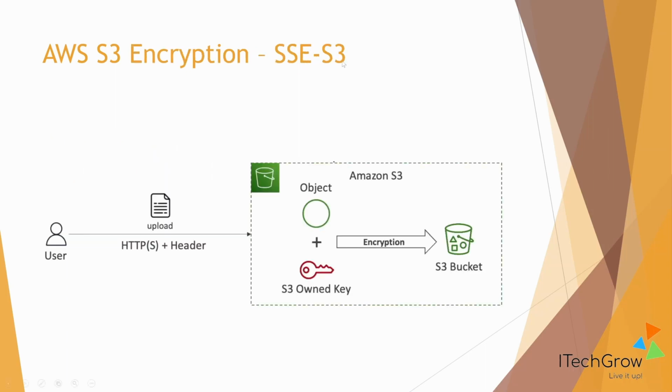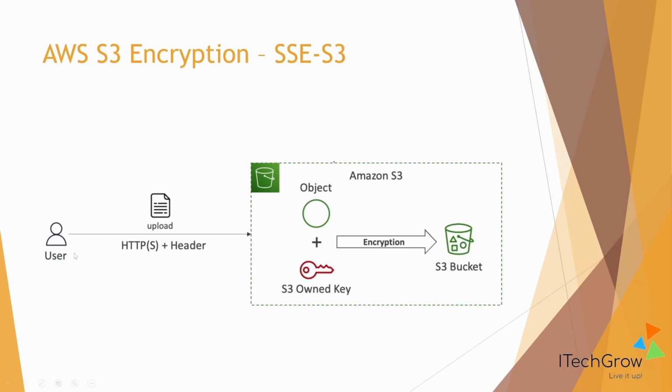So the first one, SSE-S3. Let me brief about each method. The encryption uses a key handled, managed and owned by AWS itself. The object is encrypted on the server side, and the encryption type is AES-256. So you must set the header x-amz-server-side-encryption to AES256. This is actually enabled by default for all the new buckets and objects.